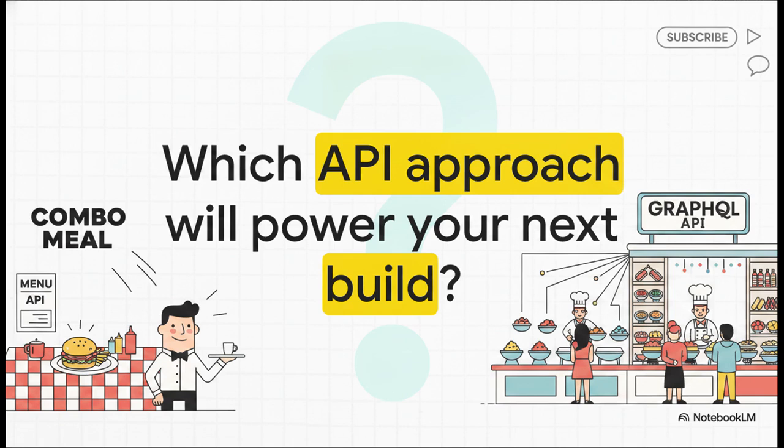Which API approach will power your next build? As client devices become more powerful, but data structures grow infinitely more complex, will the simplicity of REST eventually become a relic of the past? Or will the sheer complexity of maintaining GraphQL schemas push developers right back to the trusty combo meal?